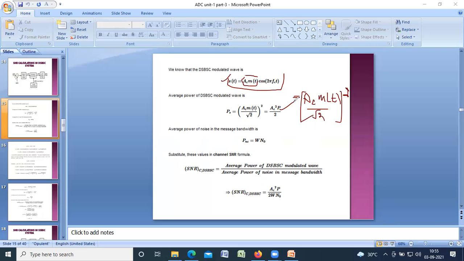Yes ma'am. After this, the average power of noise in the message bandwidth. So how much noise will be in the channel, in the message bandwidth? PNC is equal to W into N naught. W is the message bandwidth and N naught is your output noise signal. And after this, we have to calculate the channel signal to noise ratio. And how to calculate? The average power of the double sideband suppressed carrier modulated wave divided by the noise power. Divide both, you will get this.